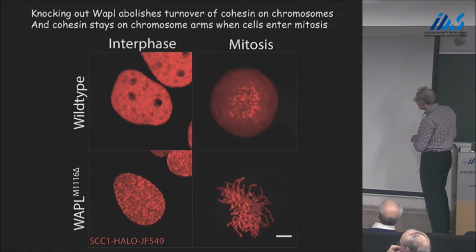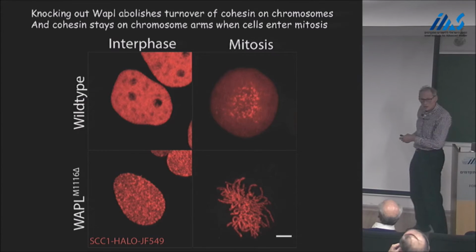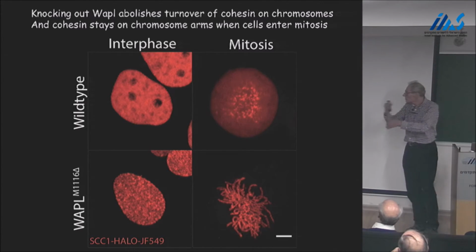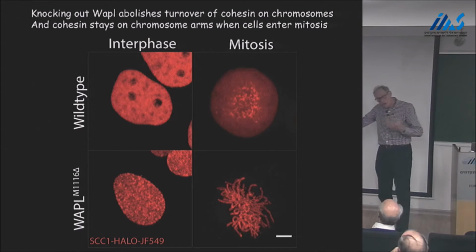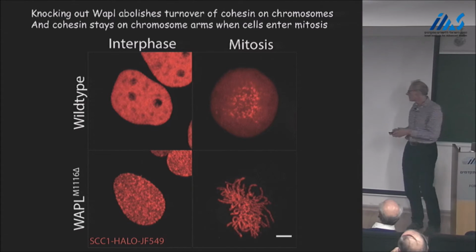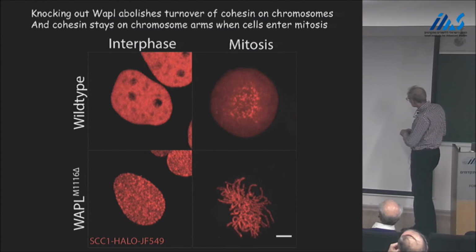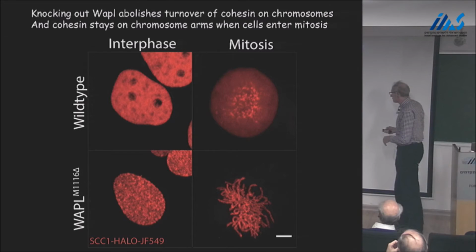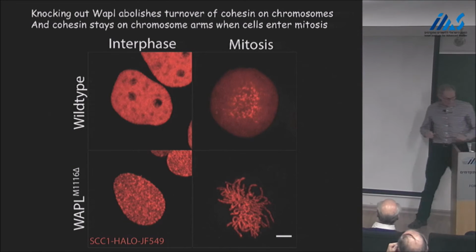But when you knock out WOPL, then none of the cohesin comes off chromosomes, and you see cohesin all the way along the chromosome arms throughout mitosis. But these cells go on proliferating. Just as you knock out WOPL in yeast, they go on proliferating. And in fact, yeast doesn't have this dissociation pathway. Basically, you turn this mammalian cell into a yeast cell. And all of this stuff has to be cleaved by separase.